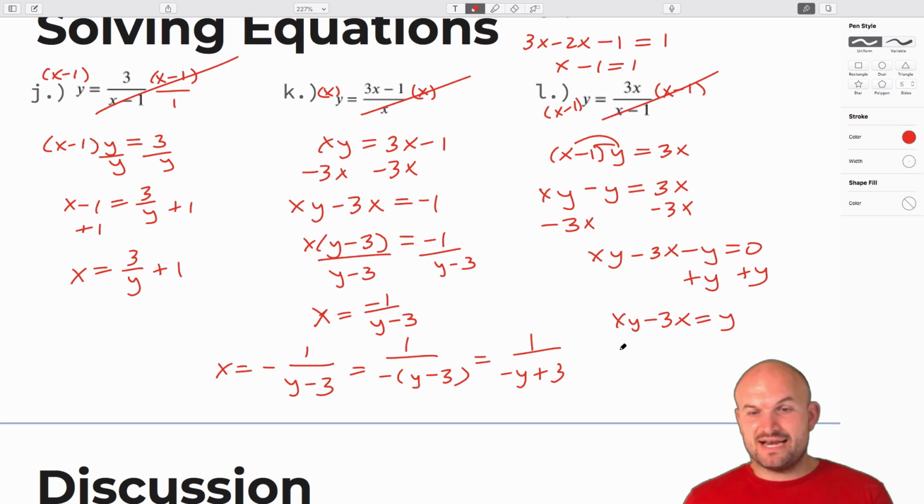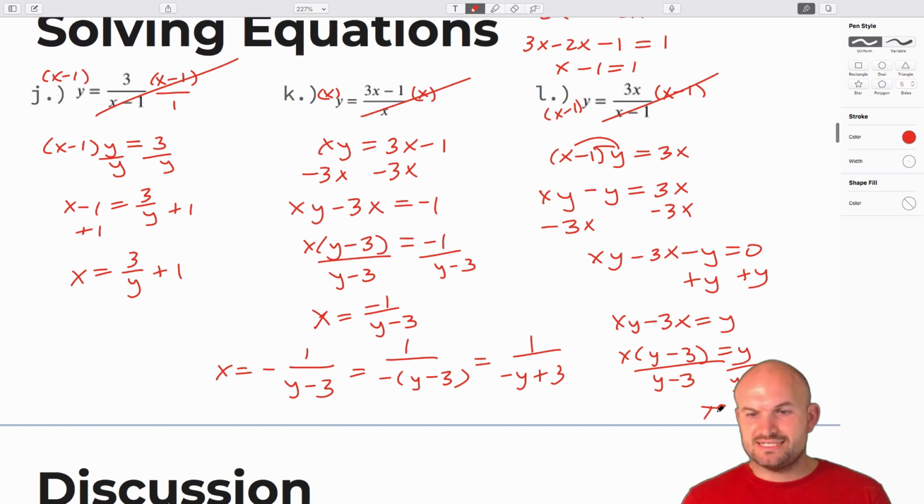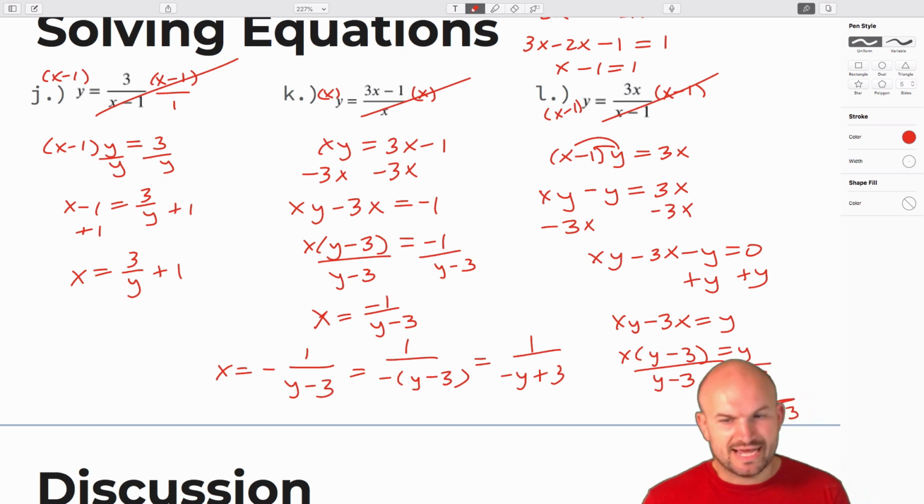Now I can factor out that x. So I factor out the x, and I'm left with x times (y minus 3) is equal to y. And then you'll divide by y minus 3. So therefore, you're left with x is equal to y over y minus 3. Boom. And there you go.